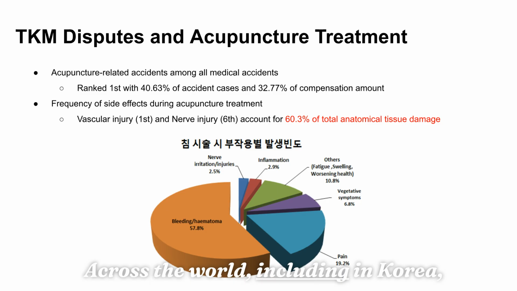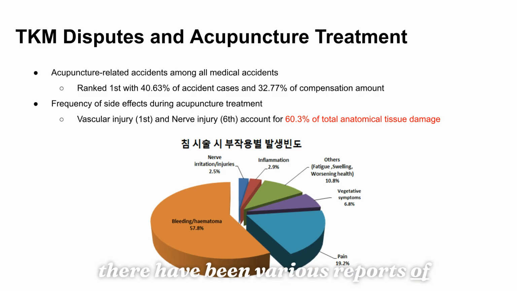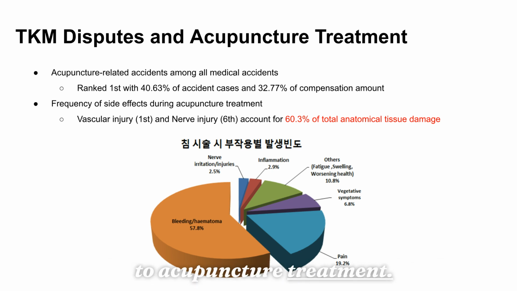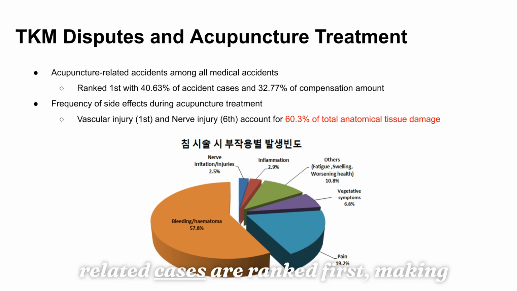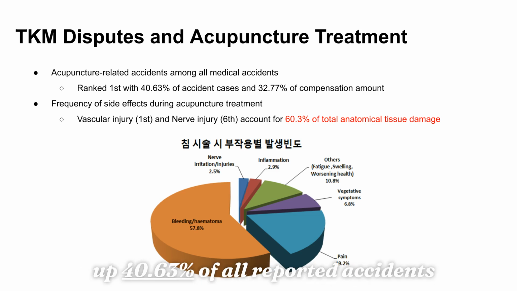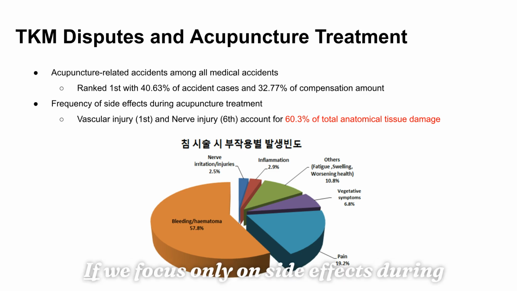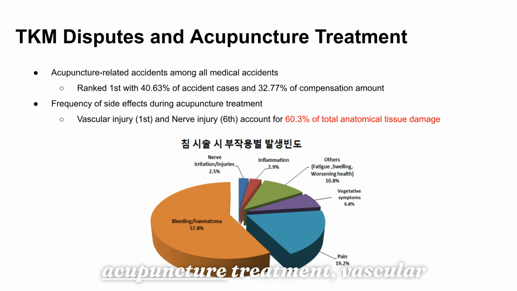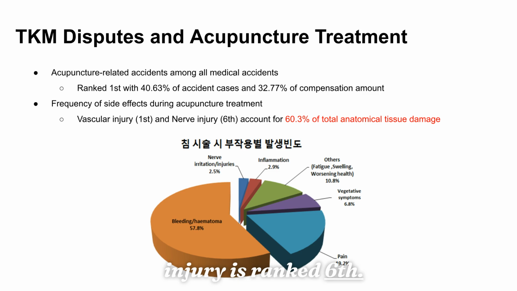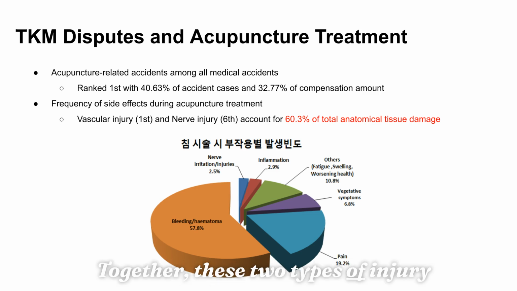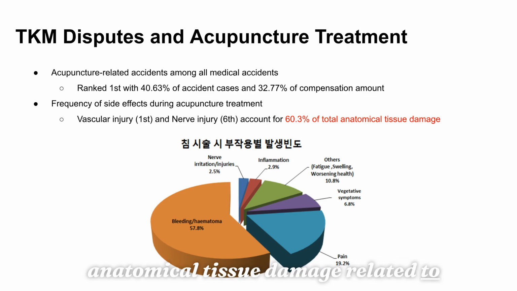Across the world, including in Korea, there have been various reports of adverse events and accidents related to acupuncture treatment. Recent Korean data on medical accidents show that acupuncture-related cases are ranked first, making up 40.63% of all reported accidents and 32.77% of the total compensation amount. If we focus only on side effects during acupuncture treatment, vascular injury is the most common, and nerve injury is ranked 6th. Together, these two types of injury account for about 60.3% of all anatomical tissue damage related to acupuncture.